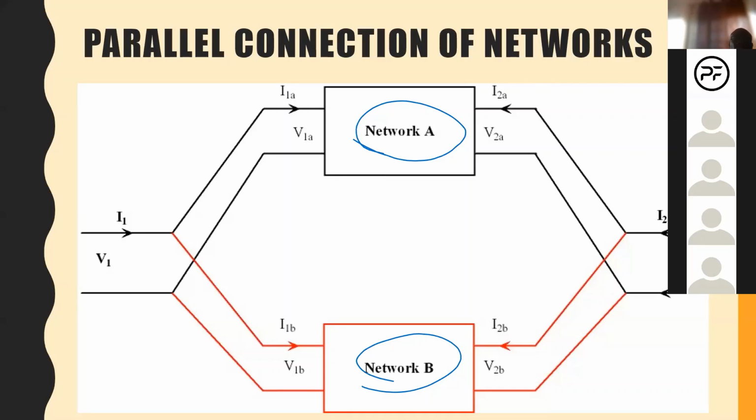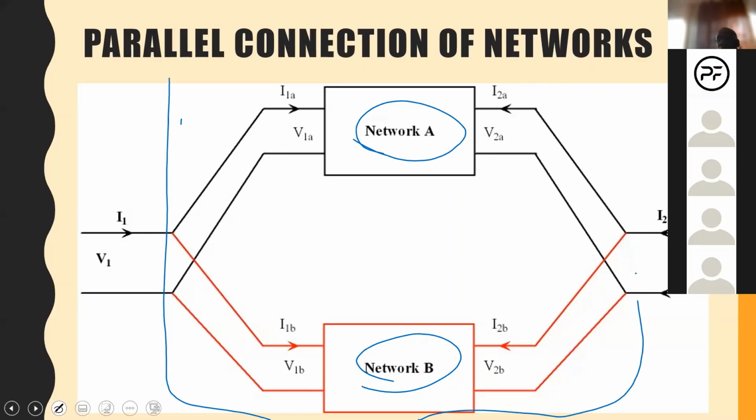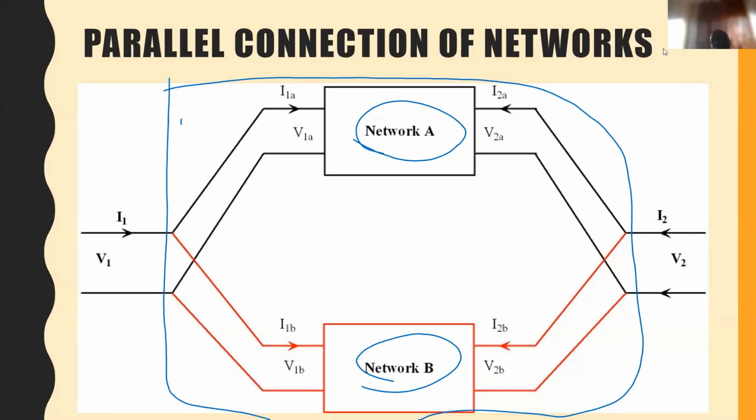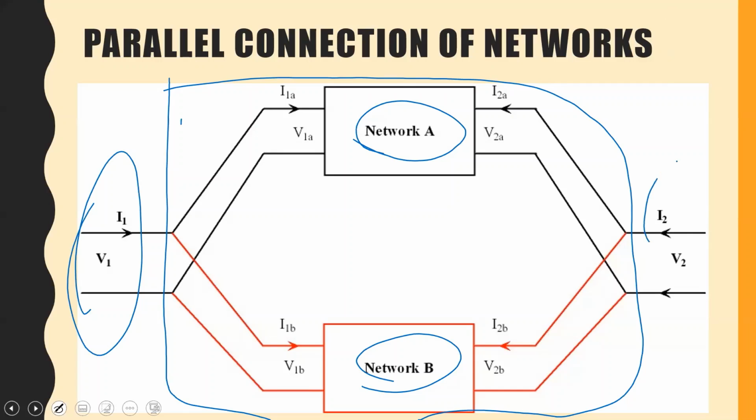Let's look at all of this that we have here. All right? That which I have just outlined would be the network. So that's the single network. We have a port here, we have a port here. So we have an input port with V1 and I1, and we have an output port with V2 and I2. Within this network, we have two networks, network A and network B.